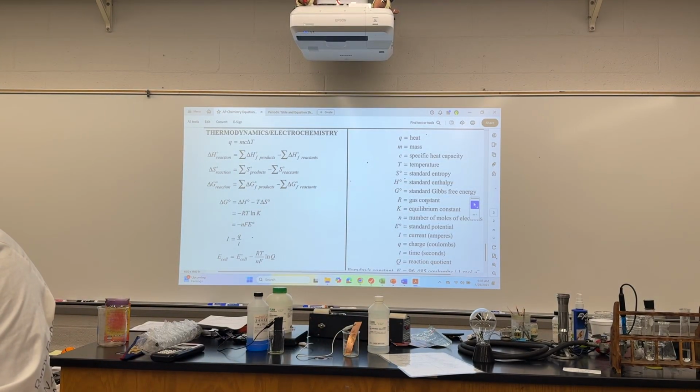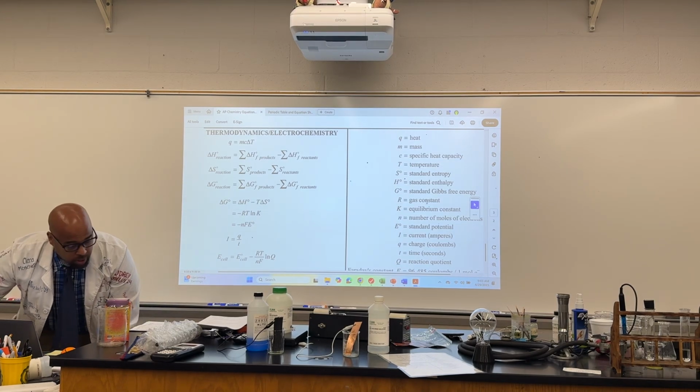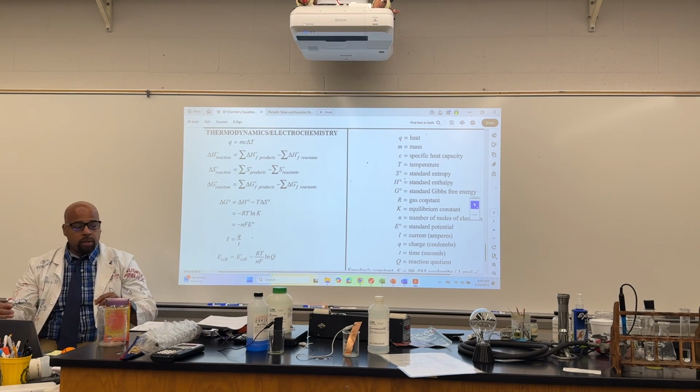But for the most part, it's still the same. It just gave you a little bit more information, which I think is fantastic, actually. I like the new equation sheet. All right, continuing on.